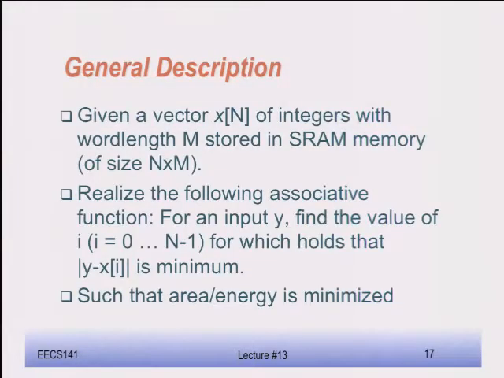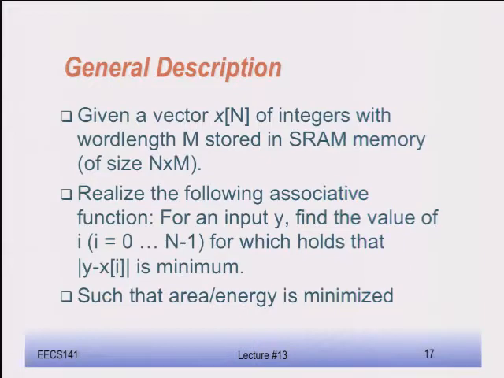All right. So here's what we're going to do. Suppose I'm giving you, this is the functional definition, a vector xn of integers. So we have a memory stored, basically a vector. n is the number of words in my memory, stored in an SRAM memory, and each of the words is m bits wide. Okay, so you have a memory of size n times m. That's an SRAM type of design.